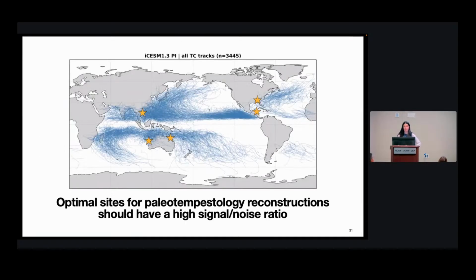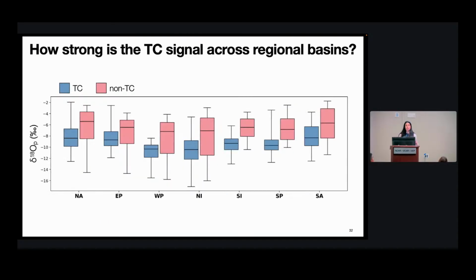Okay, so just looking across basins, how strong is your difference between TC rainfall and non-TC rainfall? I'm just showing oxygen isotope values here. You can see all the basins tend to have more negative values associated with TCs than non-TCs, but whether or not those distributions are statistically significant or falling well beyond the range of non-TCs varies by basin.